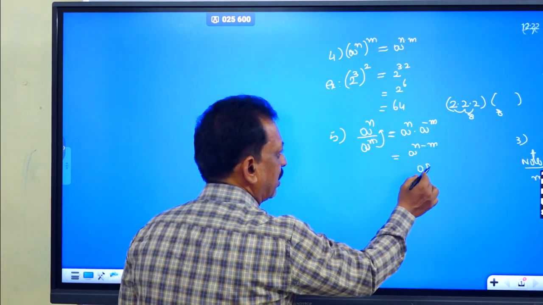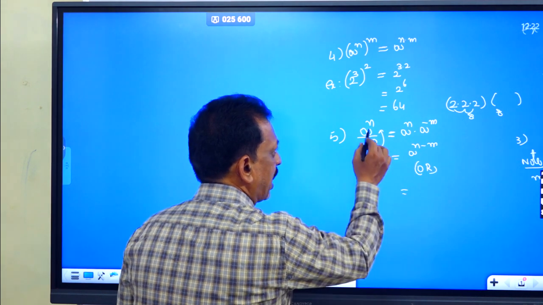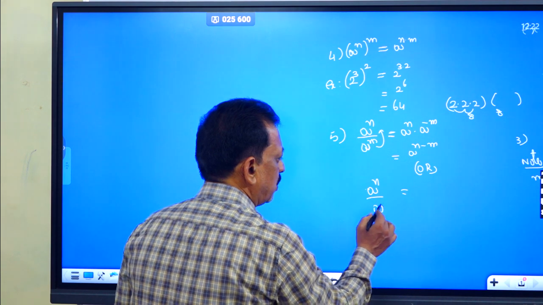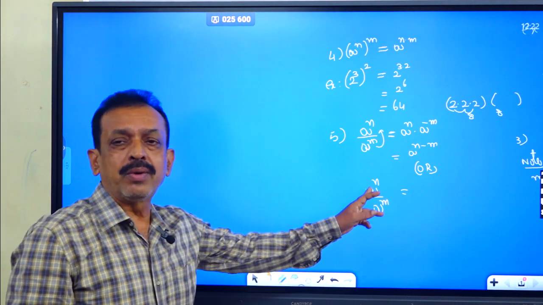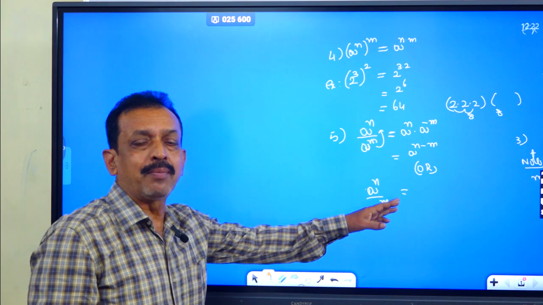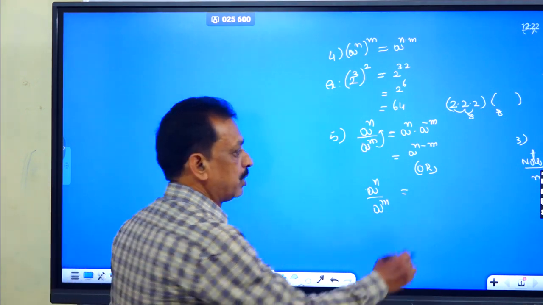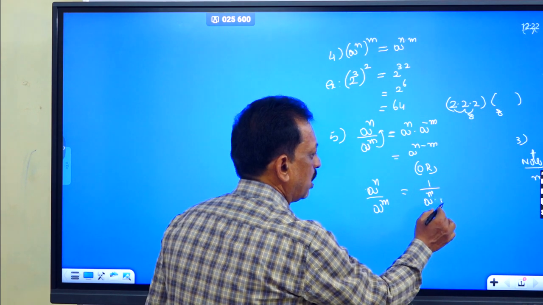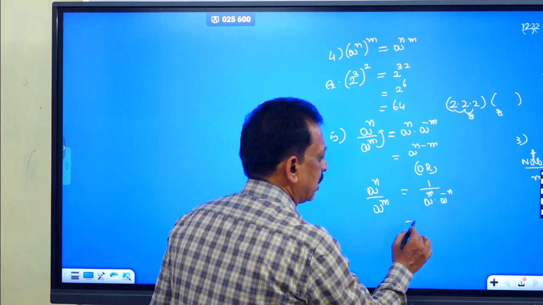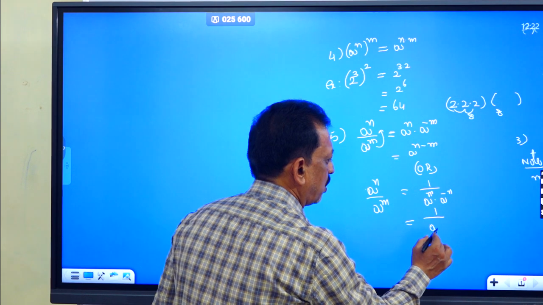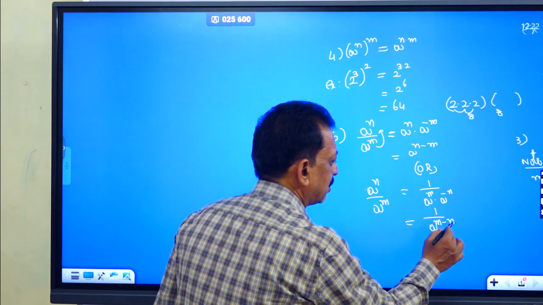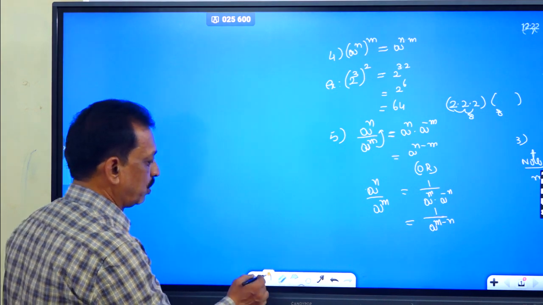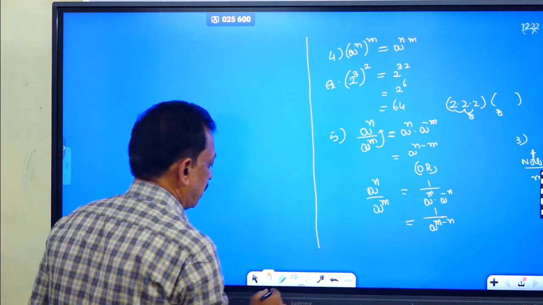Another way we can write it: I am going to take the numerator to the denominator, the same way I brought the denominator to the numerator. Then what will happen? The powers must be minus. That is 1 by a to the power of m into a to the power of minus n, that is equal to 1 by a to the power of m minus n. Okay, like this. So I'll give a small example, so you can do it very happily.